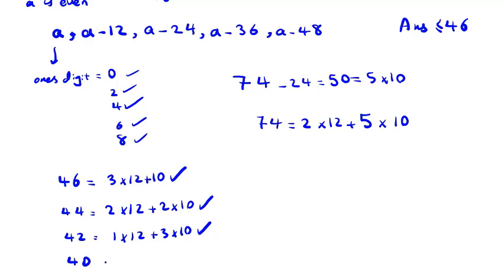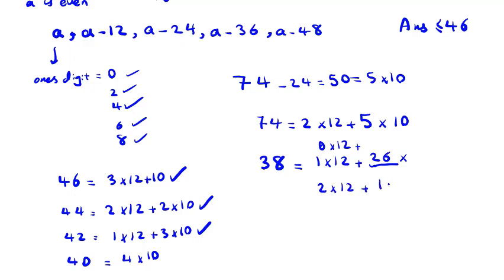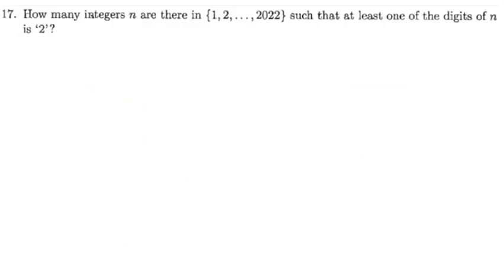For 40, you can say it is 4 times 10, but 38. You can't create that, because if you don't use 12, the rest is not a multiple of 10. If you use 1 times 12, the rest, if you subtract, will be 26. It's not a multiple of 10. If you use 2 times 12, 24, then what is left? 14. 14 is not a multiple of 10. If you subtract 3 times 12, 36, 2 is left. So you can't create 38. So the answer is equal to 38.